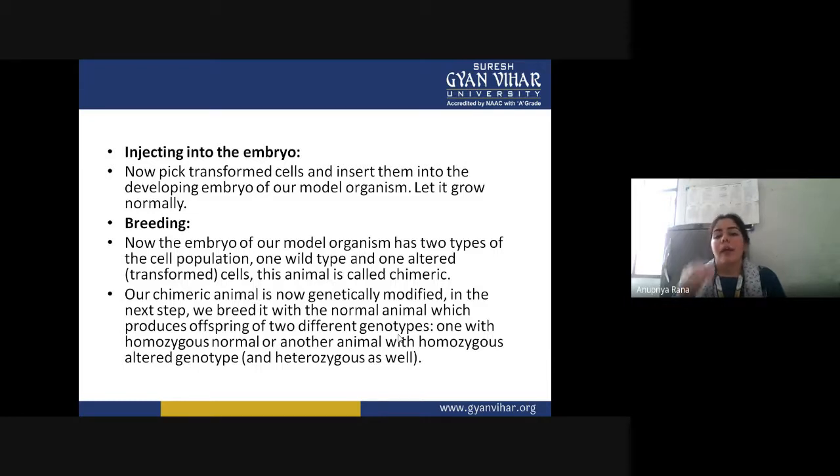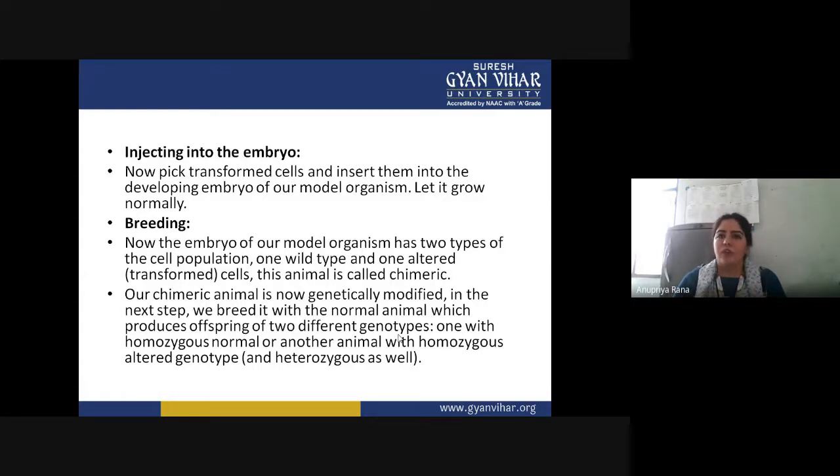So our chimeric animal is now genetically modified. In the next step, we breed it with a normal animal. The thing which we developed inside our lab is a chimeric, and we have to breed that chimeric with the normal type. After this breeding process, if they have several offspring, there can be two types of genotype: one homozygous normal, and another homozygous but altered genotype.